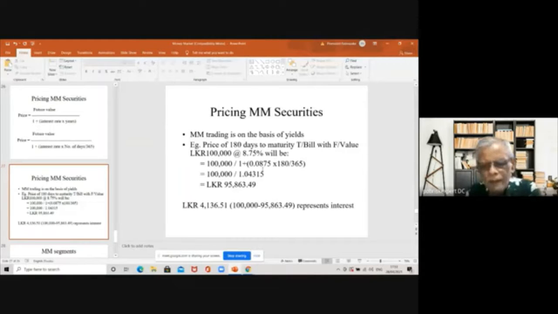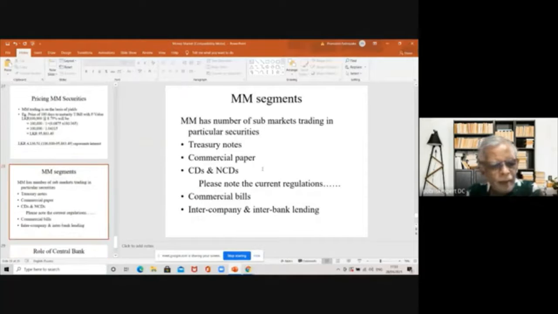You are familiar with? Please work it out again. Money market has a number of sub-markets trading in particular securities: treasury notes, commercial paper, certificates of deposit and negotiable certificates of deposit. Those days we had some commercial paper traded in the money market, but now I don't think it is traded at all.